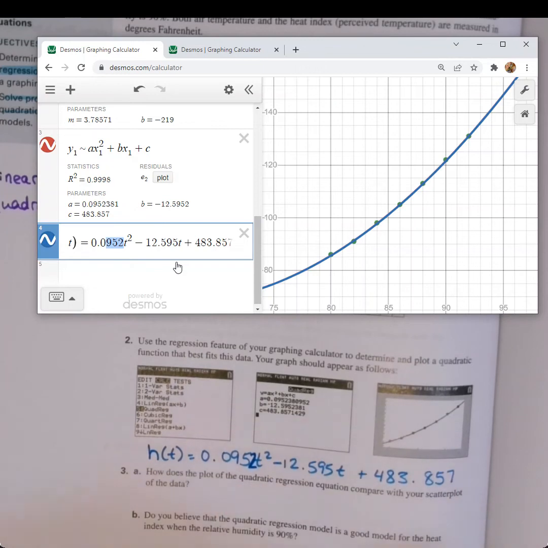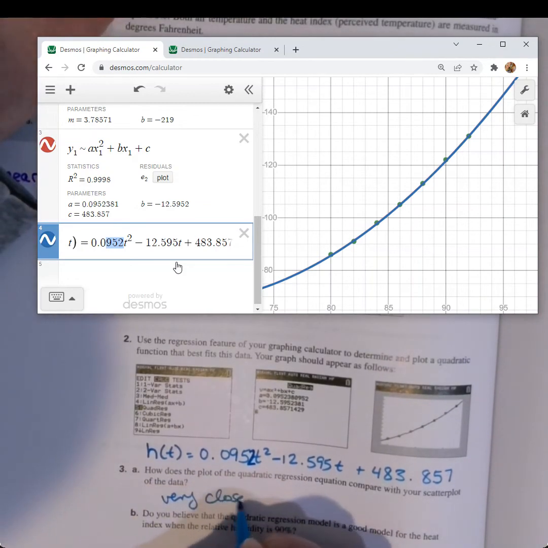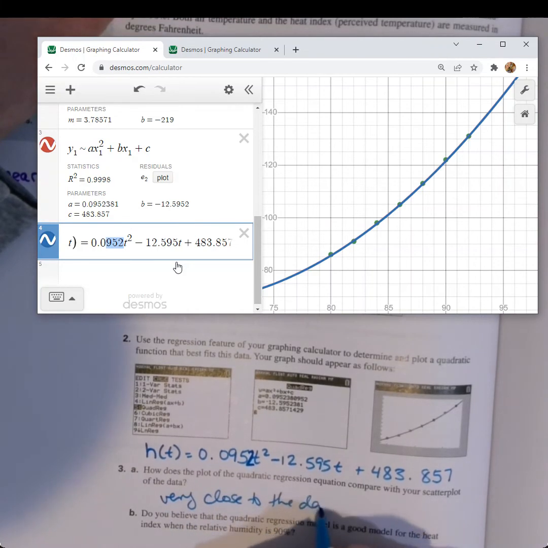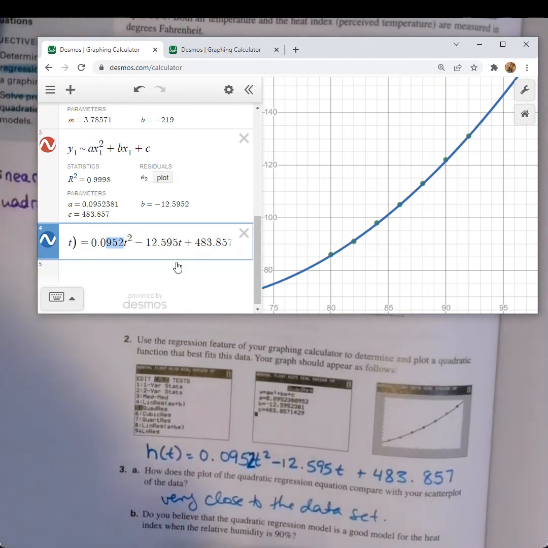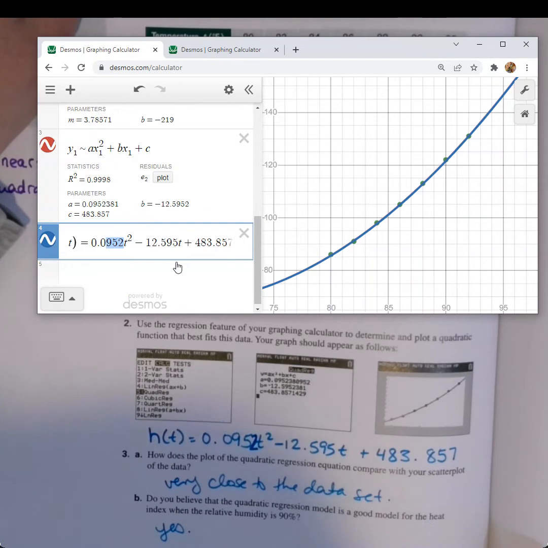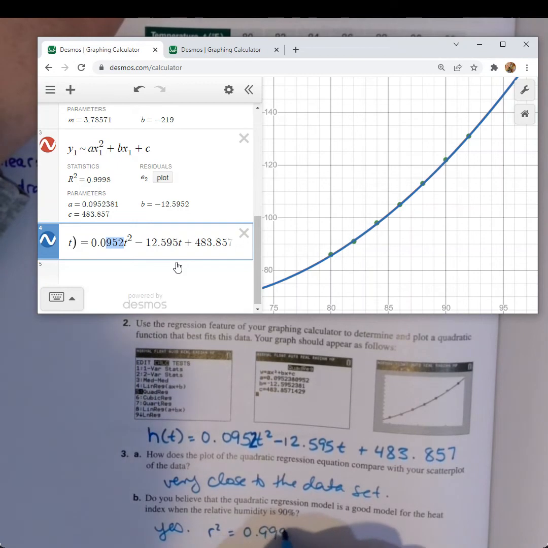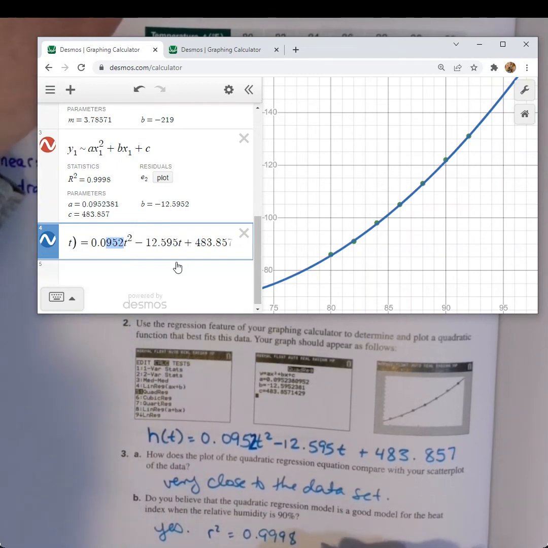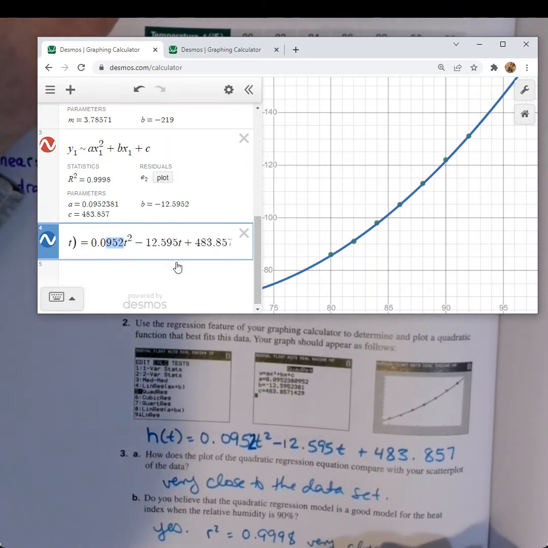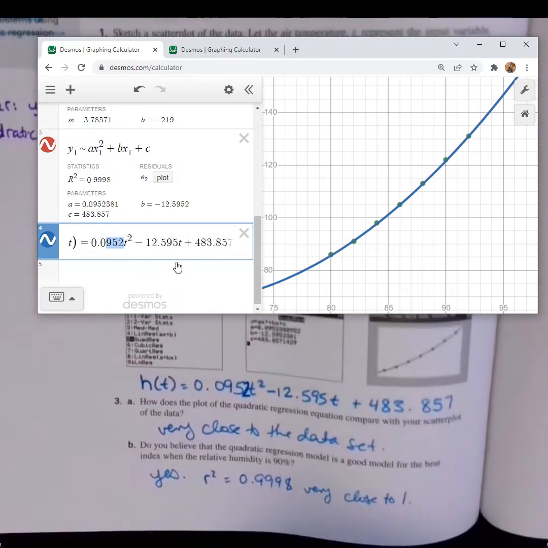Okay. Now, how does the plot of the quadratic regression equation compare with the scatter plot? It's super fine. It's very close to the data set. Okay, so do we believe that this is a good model? Yes. And this can be confirmed because it has a very high r-squared value, and the r-squared value is 0.9998. You can't get a whole lot closer to 1 than 0.999 something, so this is very close to 1, as I said.